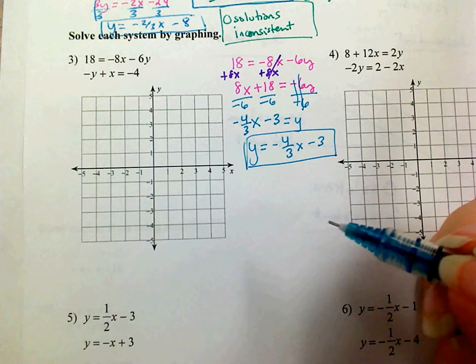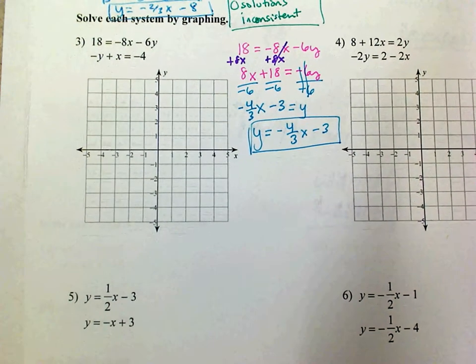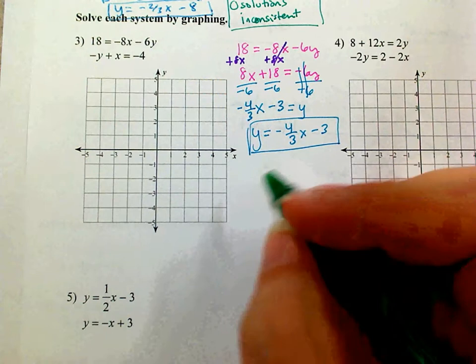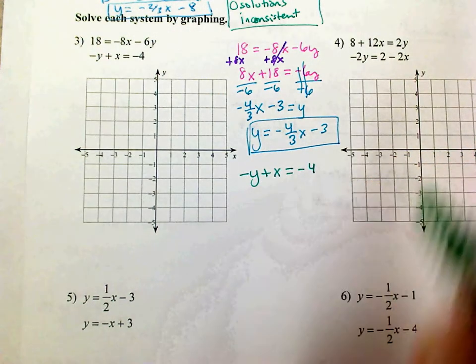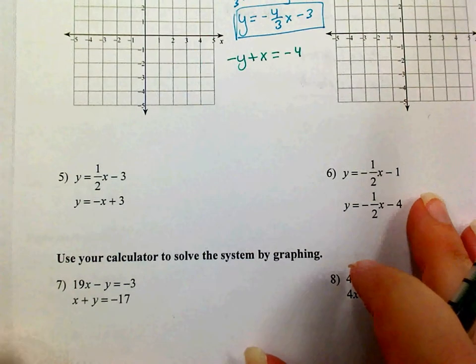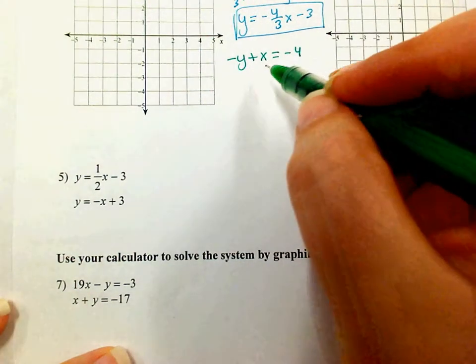Now I want to graph the other one, right? Or solve the other one. So now I've got negative y plus x equals negative 4. Okay, so how do I solve that one for y? What do I need to do? Minus x.